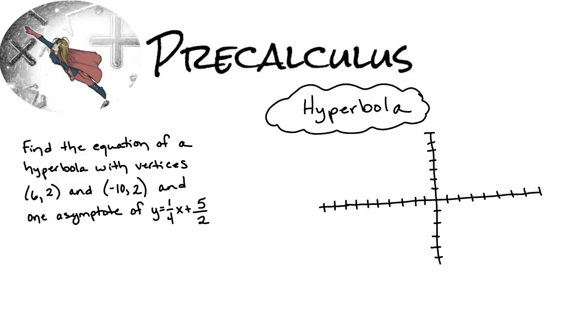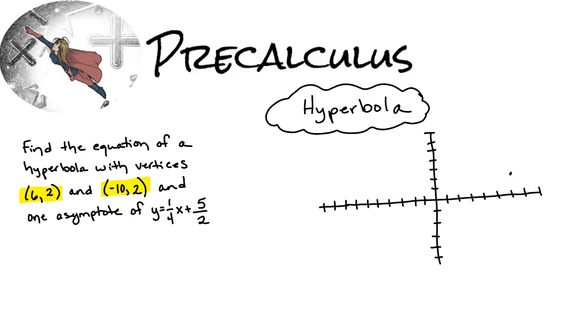Hello everyone. Today we are going to work with a hyperbola and we're going to try to come up with the equation of it based off of a description that we've been given. So in our description, the hyperbola has vertices 6, 2 and negative 10, 2. So my first thing would be to plot those.